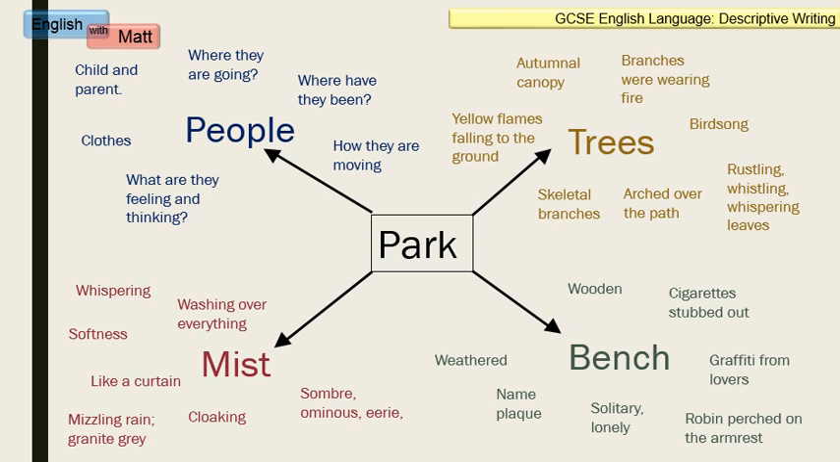And finally, the trees. That was a very autumnal image, so you might say that there's an autumnal canopy of leaves. You might compare the leaves to yellow flames falling to the ground like confetti, for example, in a nice simile there. You might say that the branches were wearing fire. The bird song, you might use sibilants like rustling or whistling or whispering leaves to recreate the sound of that wind or breeze fluttering the leaves. You might refer to the fact that the skeletal limbs of those branches are arched over the path like some kind of roof over the centre of the image. And again, that creates more imagery.